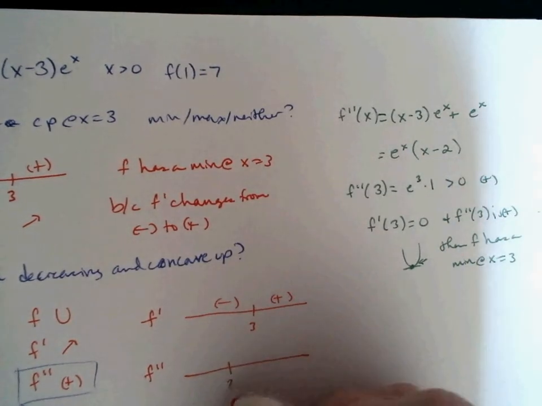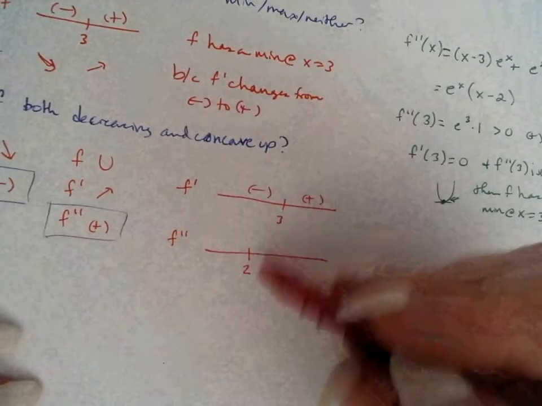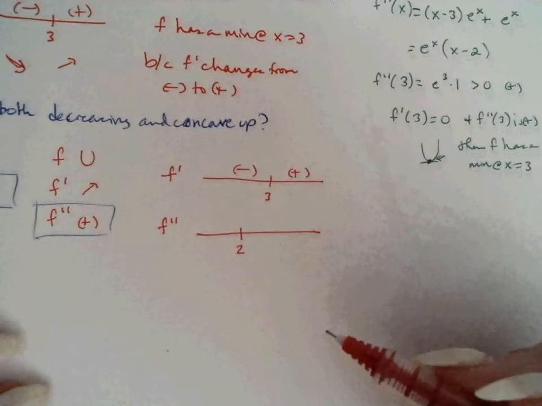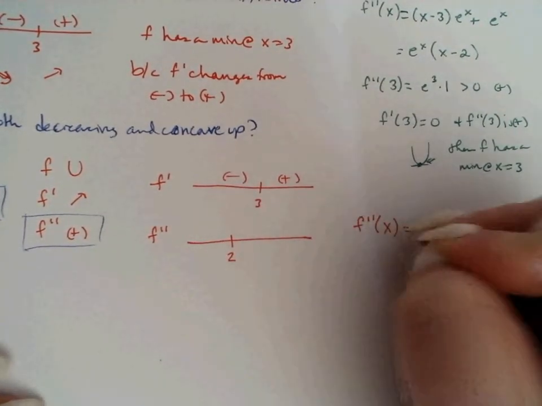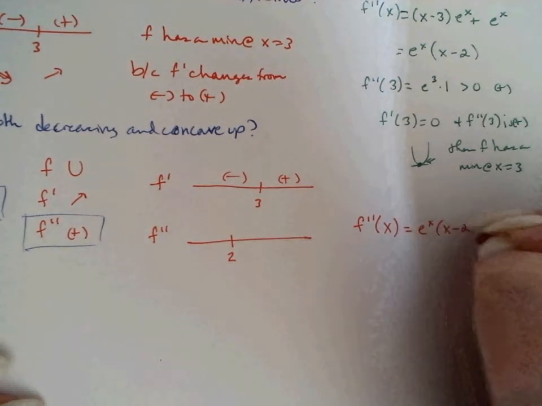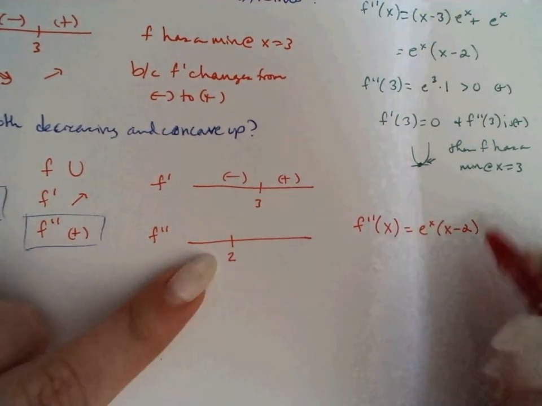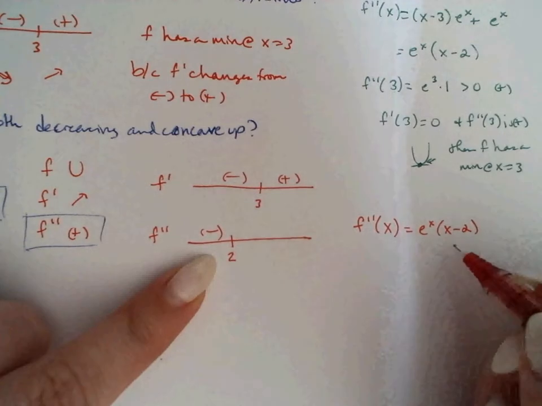So here's 2. So I'm going to offset that from the 3, right? So if my f double prime equals e to the x times x minus 2, when I plug in 1, I get a negative, and when I plug in 3, I get a positive.